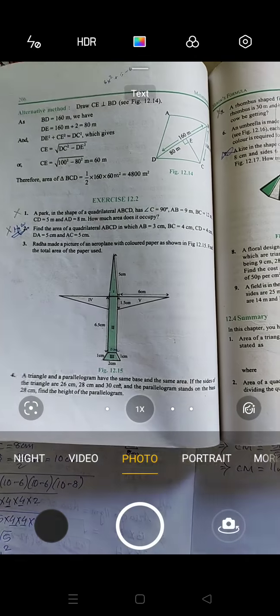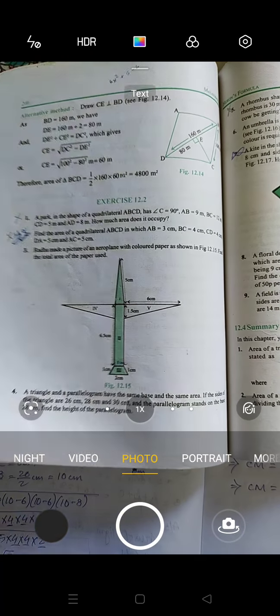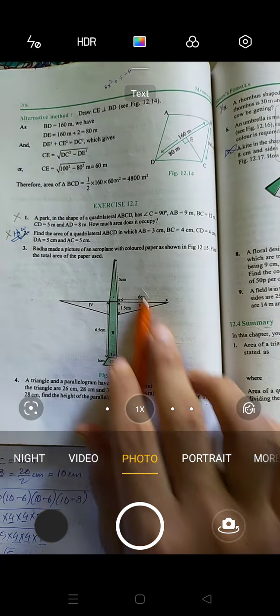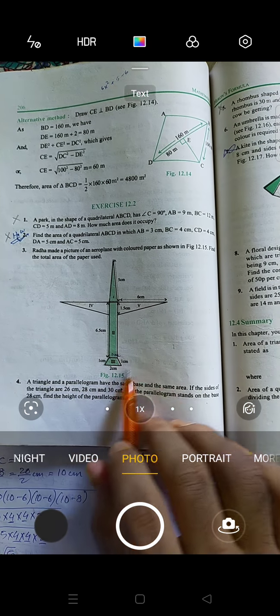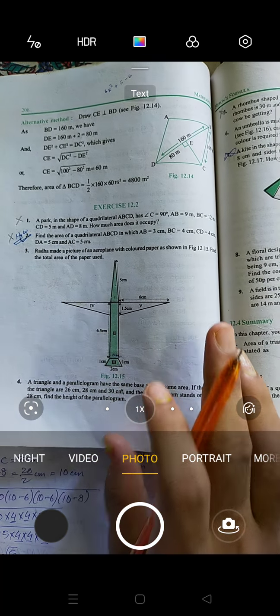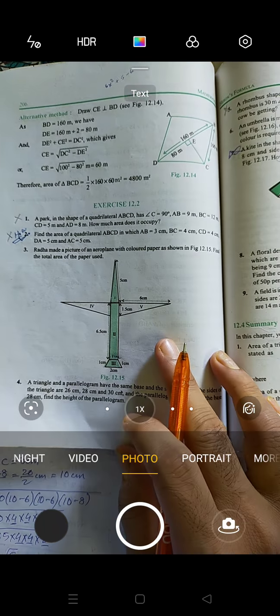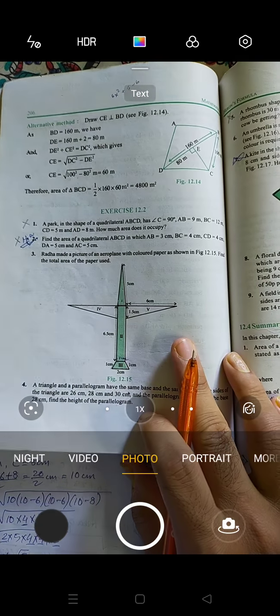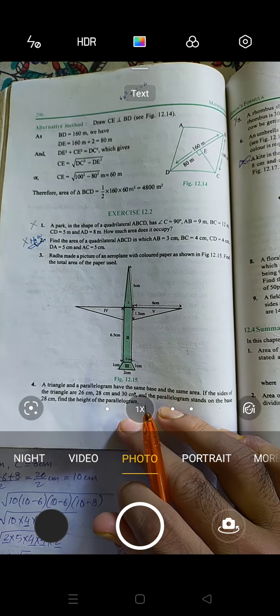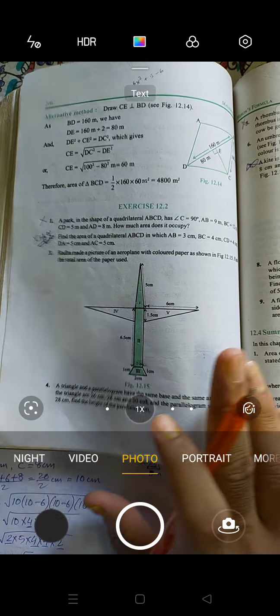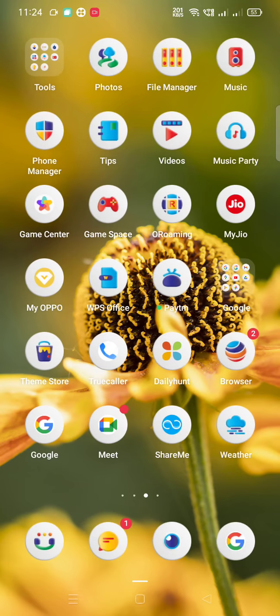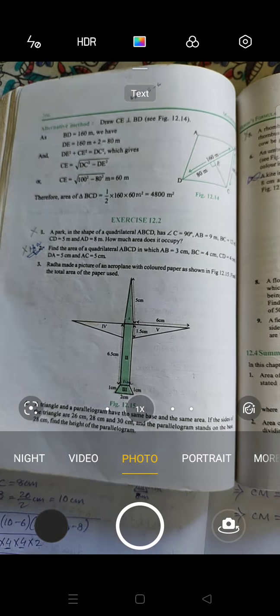Clear? After solving this and finding your answer, just check it from the back of the book to see whether it is correct or not. If it is correct, very good. If it is not, when the school reopens, kindly tell me and I will help you solve this question.